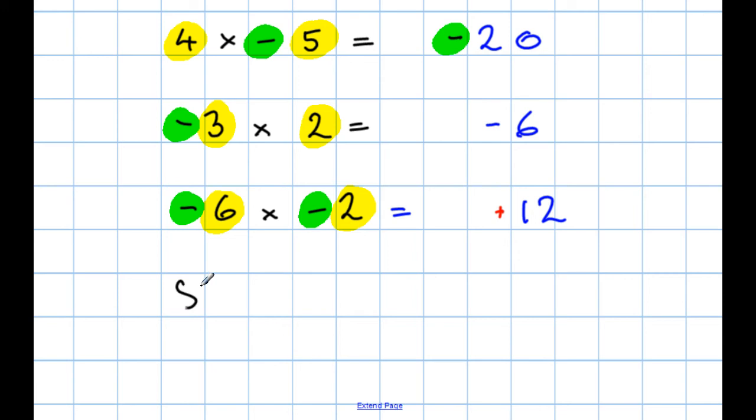What about division? I haven't looked at that yet. 8 divided by minus 4. Well, you do 8 divided by 4, which gives you 2. What symbols were involved? A minus sign. So it becomes minus 2. Let's continue looking at division.